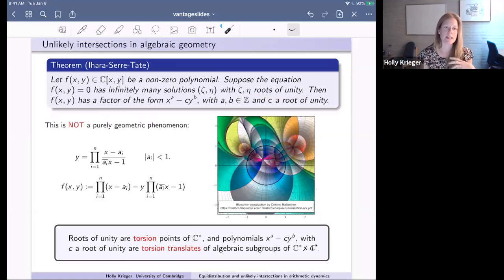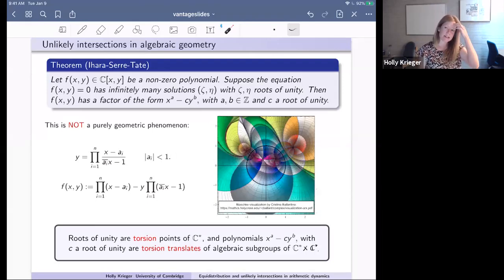And what they proved is that in this case, so when we have this curve which intersects this infinite countable set of points with both coordinates roots of unity in A2, then that polynomial actually must have a factor of the form x to the a minus c y to the b, where a and b are integers and c is a root of unity. It's not hard to show the converse, that if you do have a factor of this form, then you necessarily have infinitely many points which are roots of unity in both coordinates.